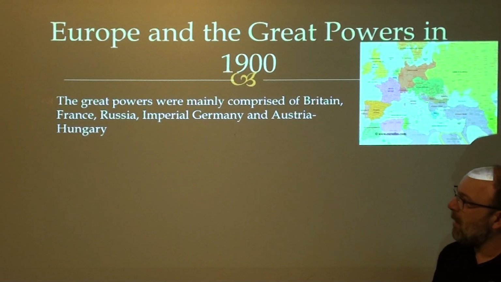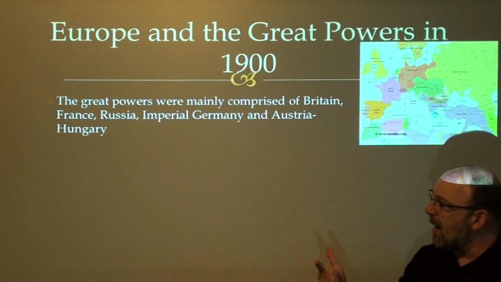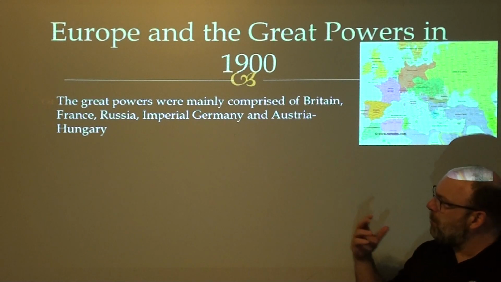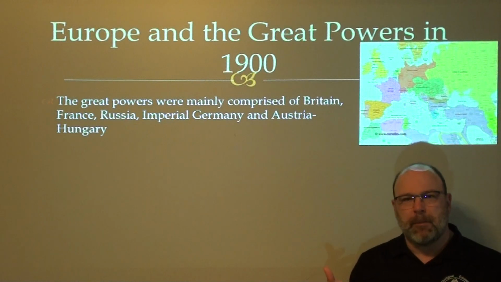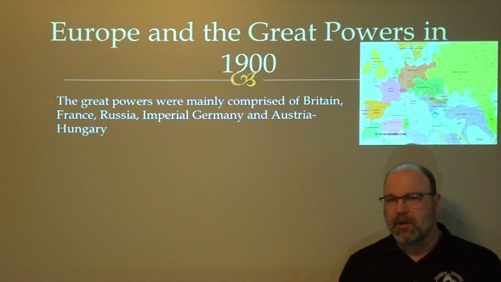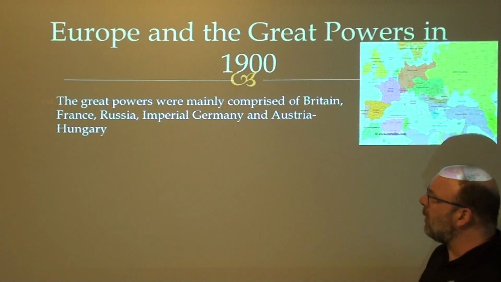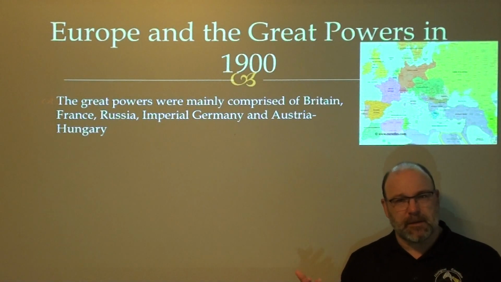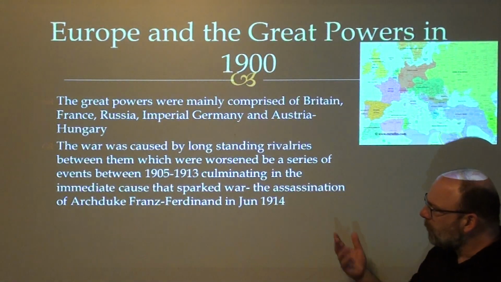So as I said, the great powers were mainly comprised of Great Britain, Republican France, Tsarist Russia, Imperial Germany, and the Austro-Hungarian Empire, also of course known as Austria-Hungary. So those are the five key players that we're going to be looking at as we lead up to the events that contribute to the causes of, or that lead to the breakout, if you will, of World War I.